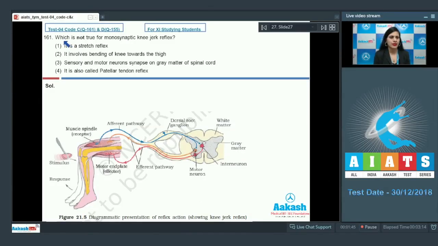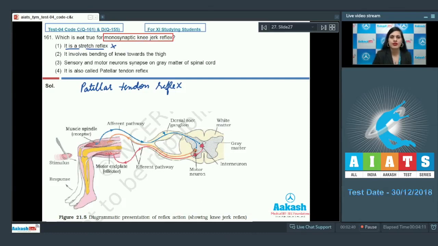Question number 161. Which is not true for monosynaptic knee-jerk reflex? So this question is with respect to monosynaptic knee-jerk reflex, and this knee-jerk reflex is also known as patellar tendon reflex. It is a stretch reflex. So the very first option, that is, it is a stretch reflex, is a correct statement with respect to knee-jerk reflex. So this cannot be a correct answer to our question.